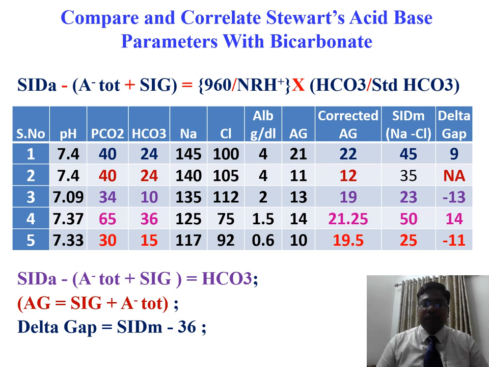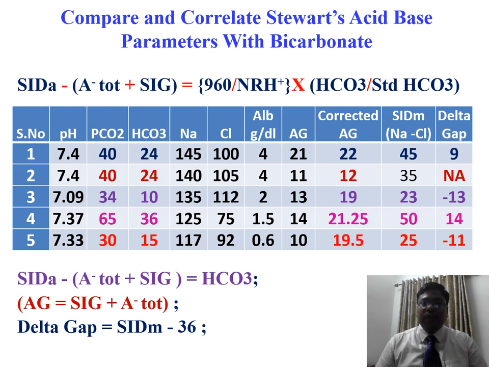And for the third case, the corrected anion gap is increased. The anion gap is normal, but the albumin concentration is low. So we have to use either the strong ion gap or the corrected anion gap. Anion gap is increased, and the main strong ion difference is reduced, 23. The strong ion difference and NRH plus are inversely related, so if the strong ion difference is reduced, NRH plus is increased. That denotes metabolic acidosis. So one more, normal anion gap metabolic acidosis is also present.